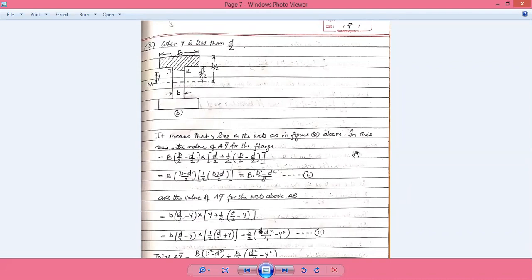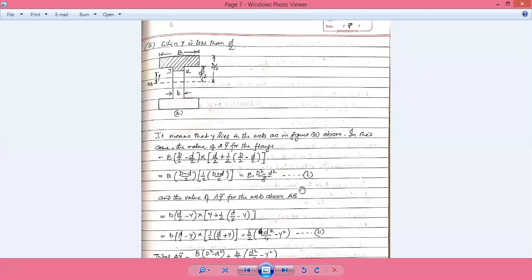Now, for the value of A into y bar for the flange, first we have to find the value of the area A of the flange for this portion. Next, we have to add it with the A into y bar of the flange of this section itself. That means we have to multiply the area by the distance of the CG of the section from the neutral axis itself.